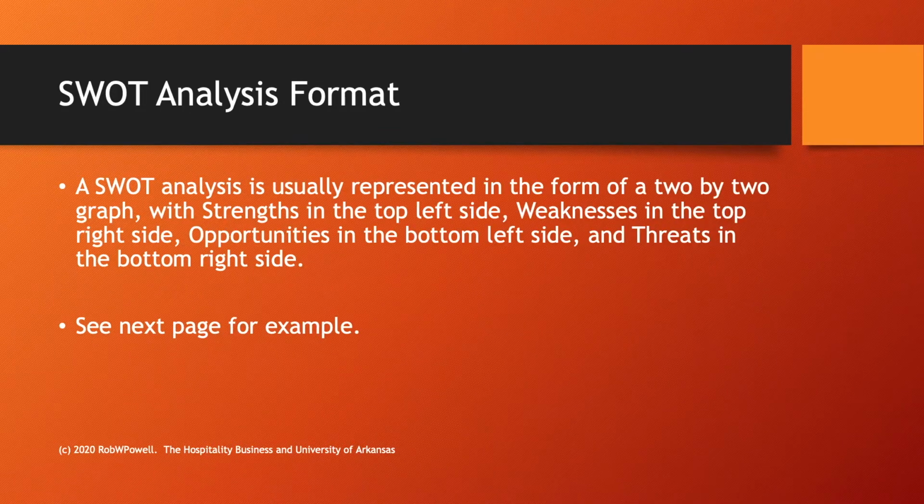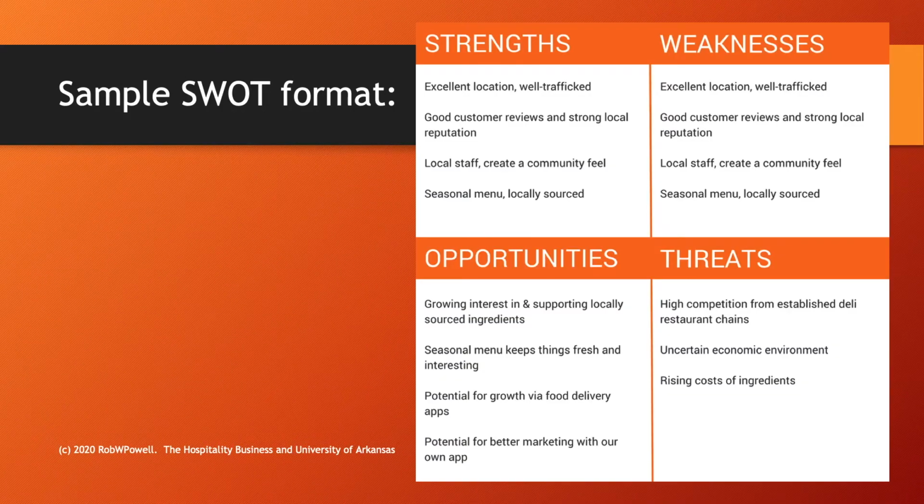The format. Before you think this is going to be a big paper, it's not. It's a one-page piece, and there is a grid that you'll go into, and here it is. Here's the grid. You see in the top left, you have strengths, top right, weaknesses, opportunities, and threats. Now, this is a sample, a very basic sample of a restaurant SWOT analysis. Good location, good customer reviews, local staff, created community feel, seasonal menu, locally sourced.